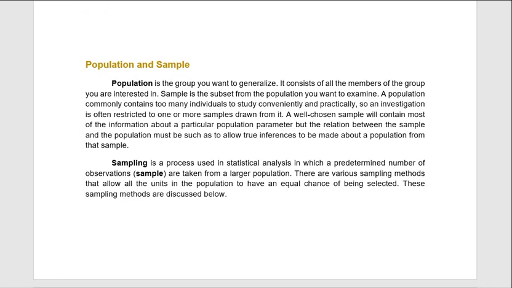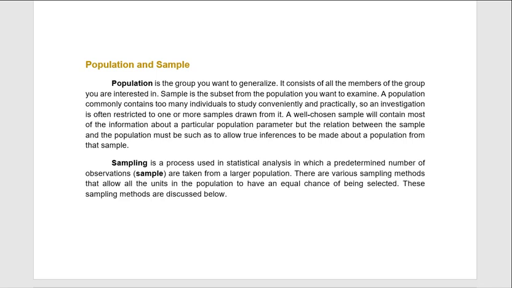So before we talk about random sampling, let's talk about population and the sample. Population is the group you want to generalize. It consists of all the members of the group you are interested in. Sample is the subset from the population you want to examine. So, the sample group comes from the population. A well-chosen sample will contain most of the information about a particular population parameter, but the relation between the sample and the population must be such as to allow true inferences to be made about a population from that sample.